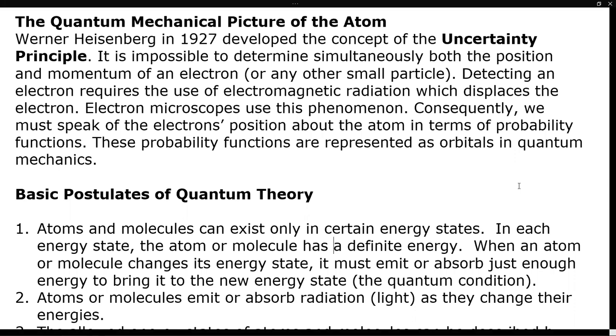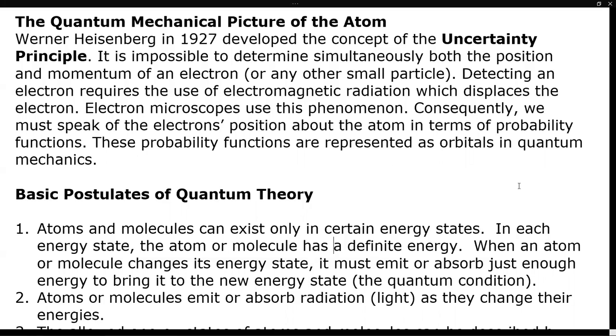Werner Heisenberg introduced the uncertainty principle, and he said that it was impossible to know the exact position and the exact momentum of an electron or any other small particle at the same time. There'd be a bit of an error or uncertainty in that, because detecting the electron with, say, light or some sort of electromagnetic radiation displaces the electron a little bit, so we're not quite sure. There's a little bit of a margin of error. The electron microscope uses that sort of phenomenon. You can see things, but they're a little bit fuzzy because of that uncertainty.